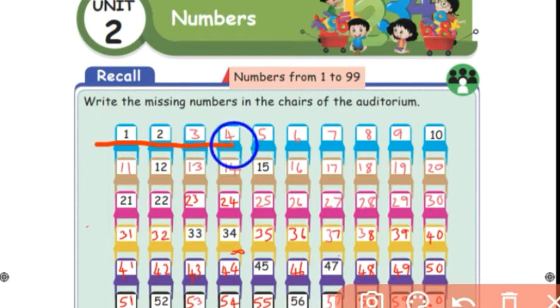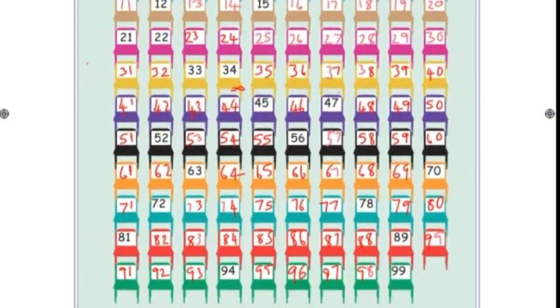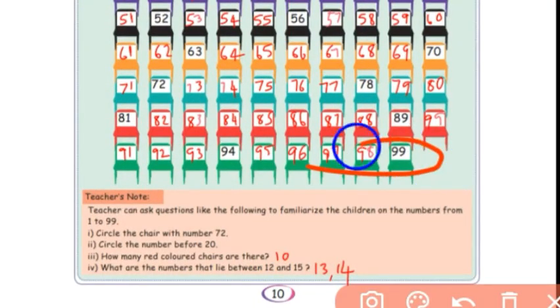1, 2, 3, 4, 5, 6, 7, 8, 9, 10 up to 99 you have to write the numbers. You have already learned to write the numbers from 1 to 99, right? Based on this, you have to answer these questions. First one, circle the chair with number 72.